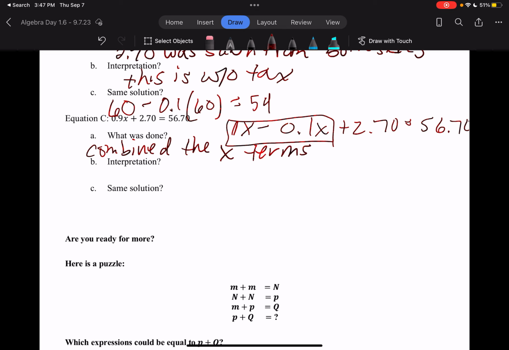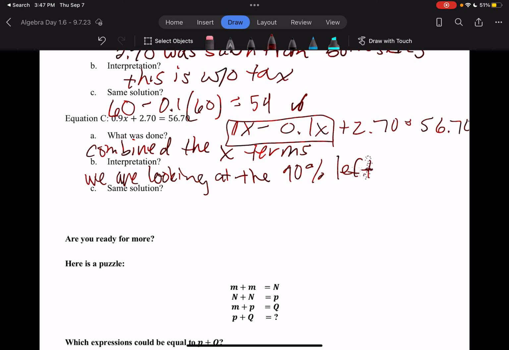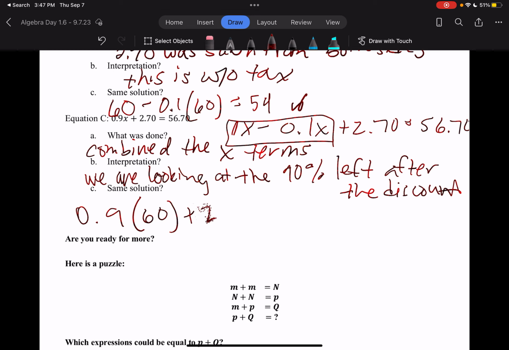And the interpretation might be that in this example we're looking at subtracting 10%, but instead of subtracting 10%, we are looking at the 90% left after the discount. Okay? And is it the same solution? Again, plug it in. 0.9 times 60 plus 270 equals 5670. Do you get the same thing?